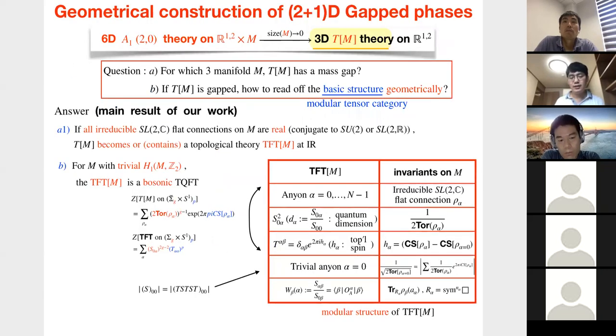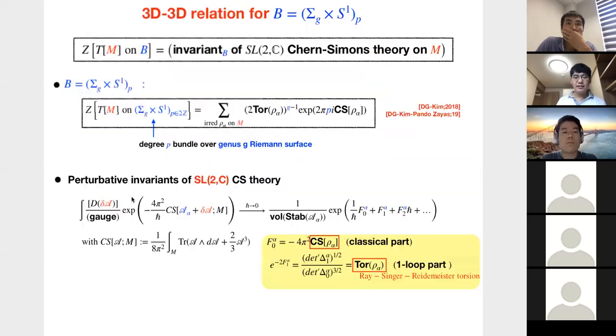If we accept that, then you can easily see that this dictionary can be easily derived from this relation. So the 3D correspondence generally says that the partition function of the T[M] theory on the curved background B is related to some invariant depending on the curved background of SL(2,C) Chern-Simons theory on M.